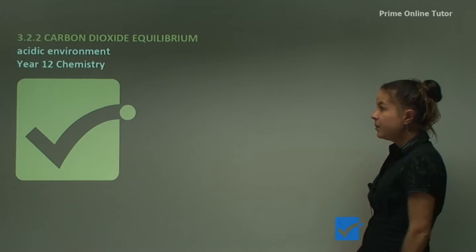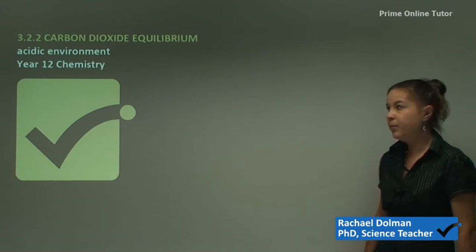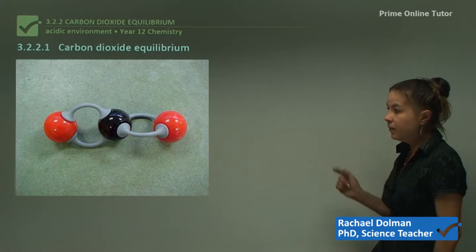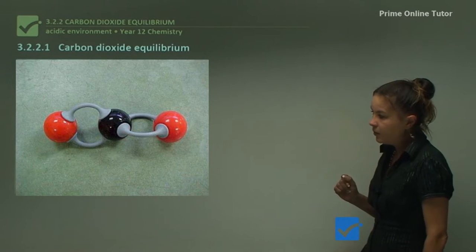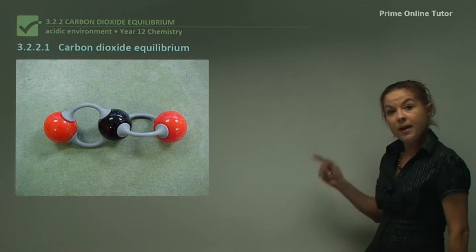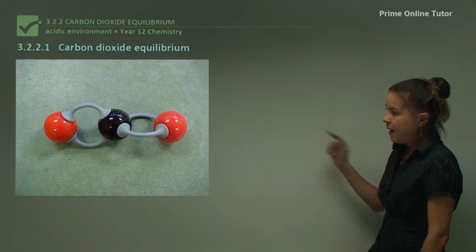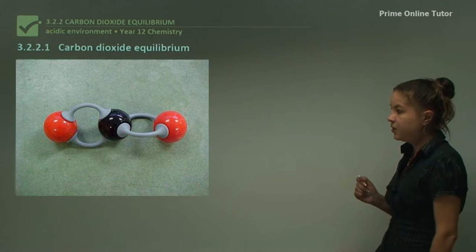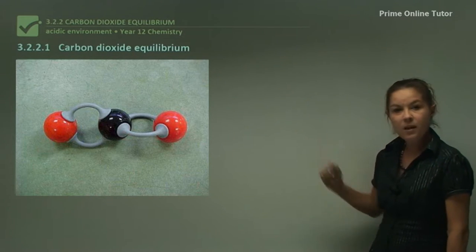In this section, I'll be discussing carbon dioxide equilibrium. Now what you can see here is a molecular model of carbon dioxide. In the middle there, the black ball is representing carbon. Carbon's always black in these models. And those two red balls are representing oxygen. And as you can see, they're double bonds.